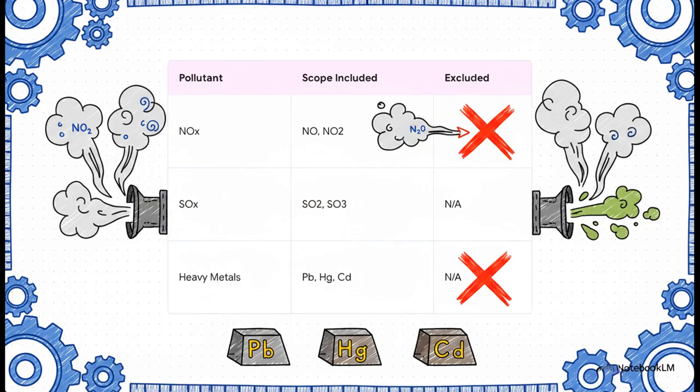SASB doesn't just casually say, report NOx. It specifies that NOx includes NO and NO2, but explicitly excludes N2O. For SOx, it has to include SO2 and SO3. And for heavy metals, the standard hones in specifically on lead, mercury, and cadmium. There's absolutely no guessing game here.